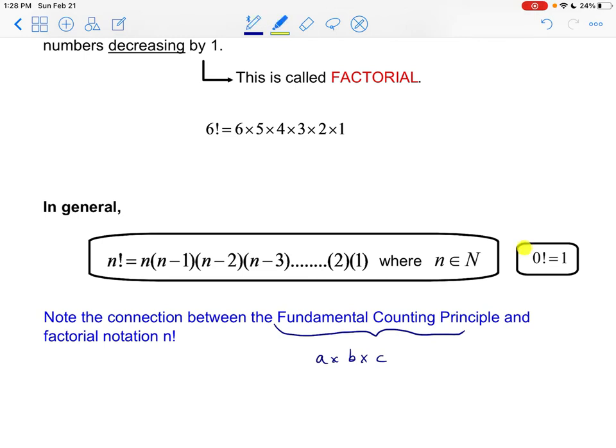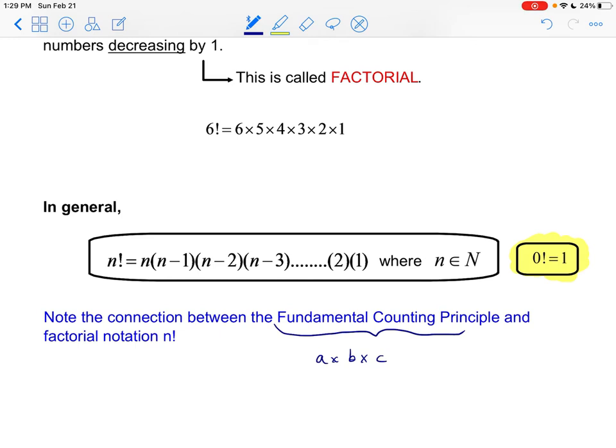You should also note the special case: 0 factorial is equal to 1. You can kind of think of it as there is only one way to arrange 0 objects. Otherwise, it's just a special rule to keep in mind.